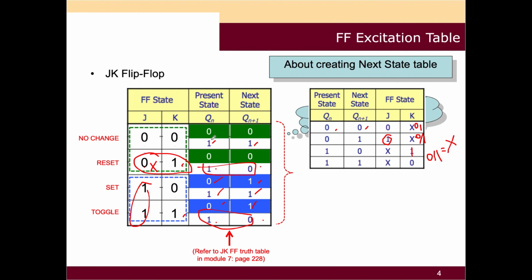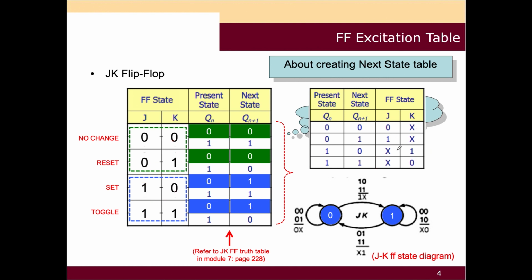So if you can see over here, 1 1 goes to 0 0 and 1 0. So the fixed term is K, that's why it's 0 over here, and the one that changed is J, which is 0 or 1. That's why it will be X, or don't care.